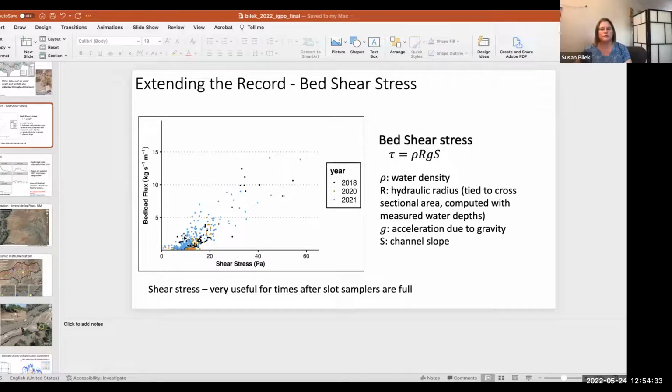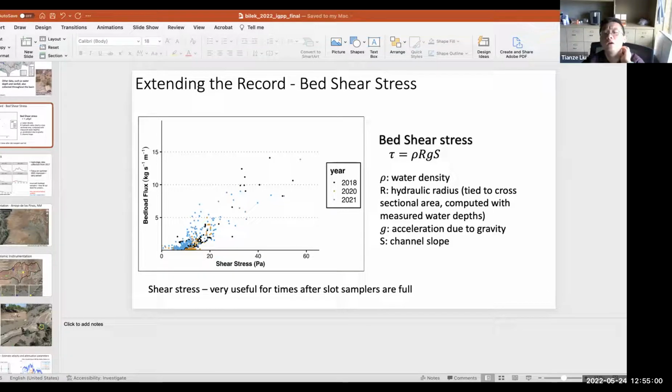Well, yeah, so the bed load is not tied directly into this shear stress equation, right? But we do have the measurements of shear stress and the measurements of the bed load flux, and that's what's shown here in this plot. So they are related. As you've got higher shear stress, you've got higher bed load flux.